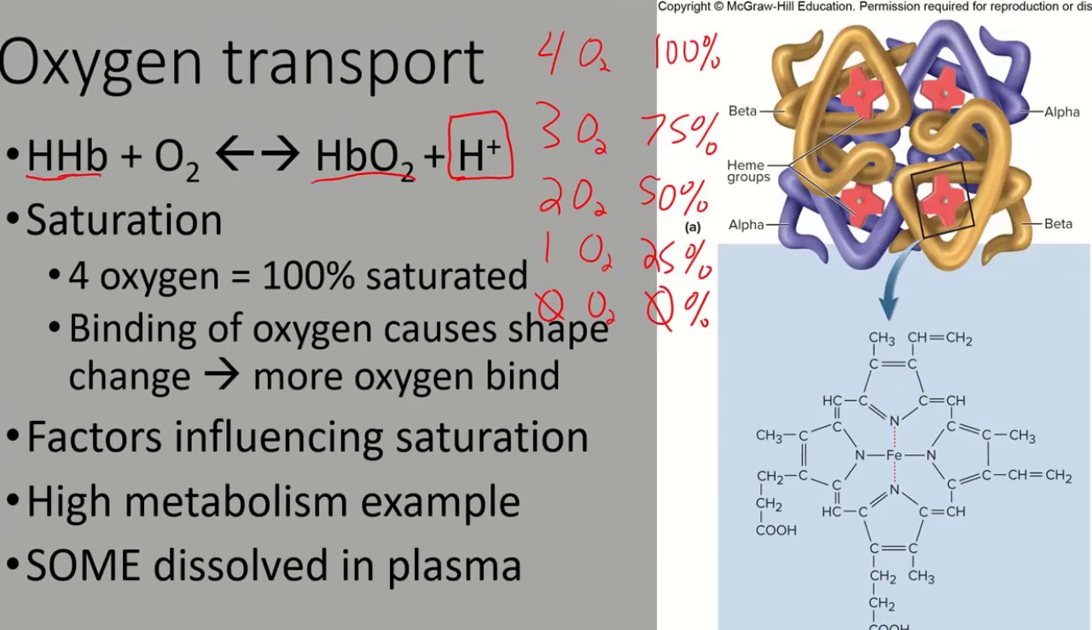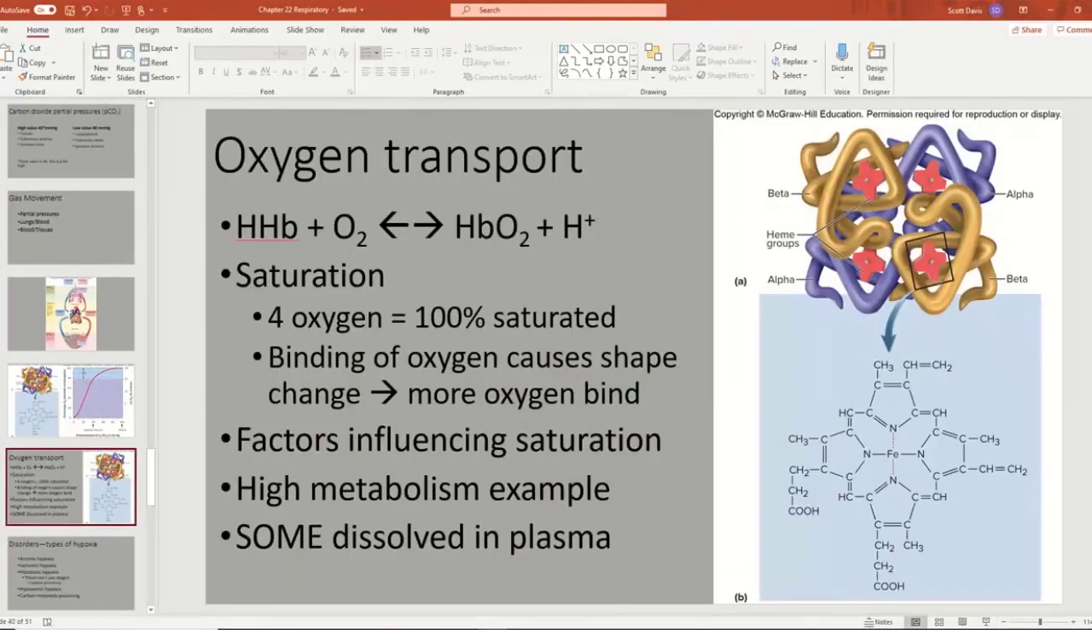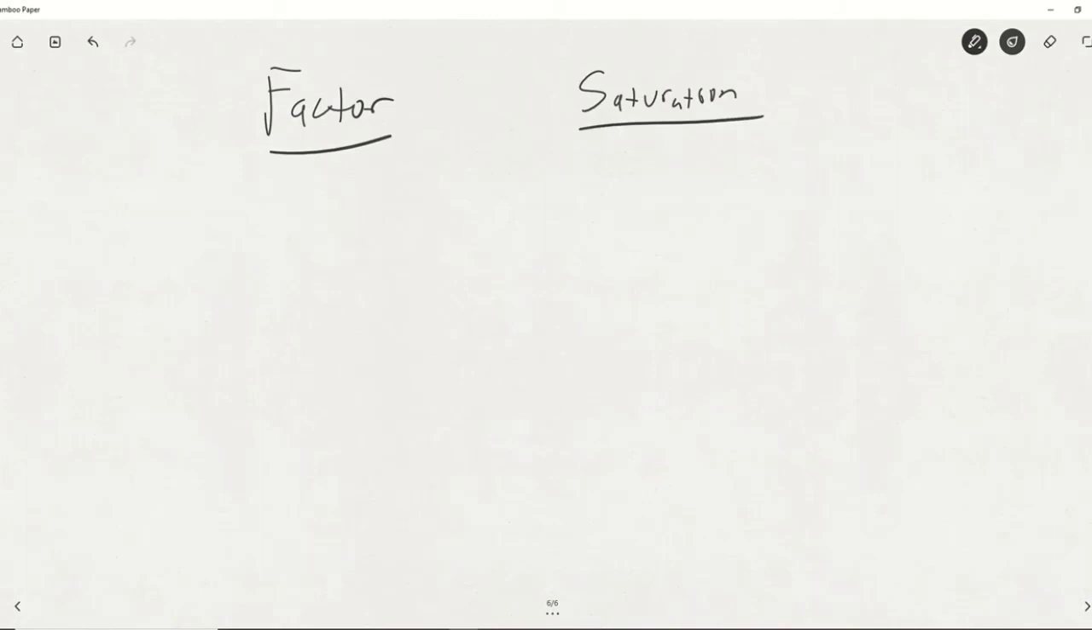Now let's talk about some different factors that influence saturation. All right, now for this, I'm going to use the whiteboard. There are 4 factors that influence hemoglobin saturation. So let's make a chart here. On one side, we're going to put the factor, and on the other side, we're going to put the effect on saturation. Saturation with what? With oxygen.